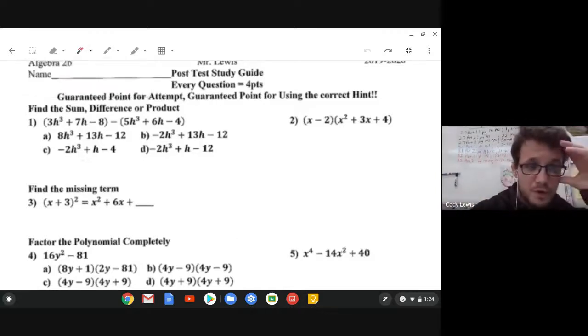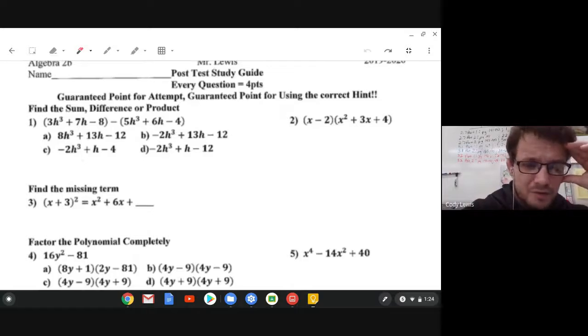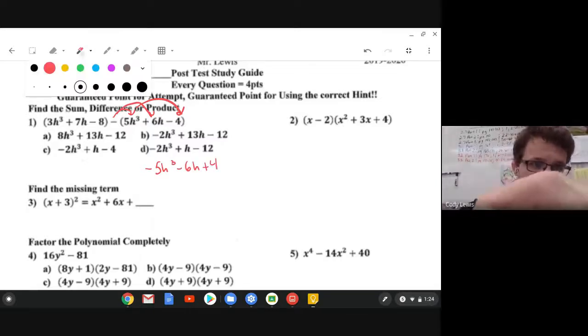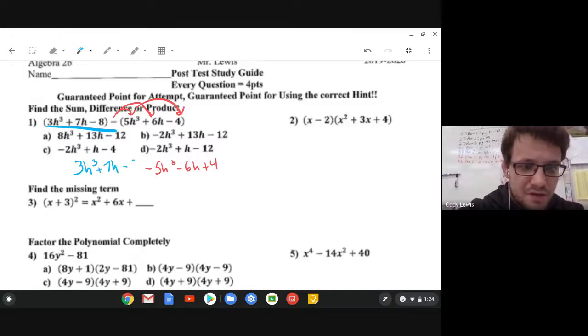Number one is 3h cubed plus 7h minus 8 in parentheses, and then minus the 5h cubed plus 6h minus 4. Now remember, this is a minus sign. The biggest mistake I see when people do this problem is they multiply when they're not supposed to. You're going to distribute the negative sign. So that should turn into minus 5h cubed minus 6h plus 4. It's probably the most common mistake. Now, after that, right here, that doesn't change at all because there's nothing in front of that parentheses. So it's 3h cubed plus 7h minus 8.